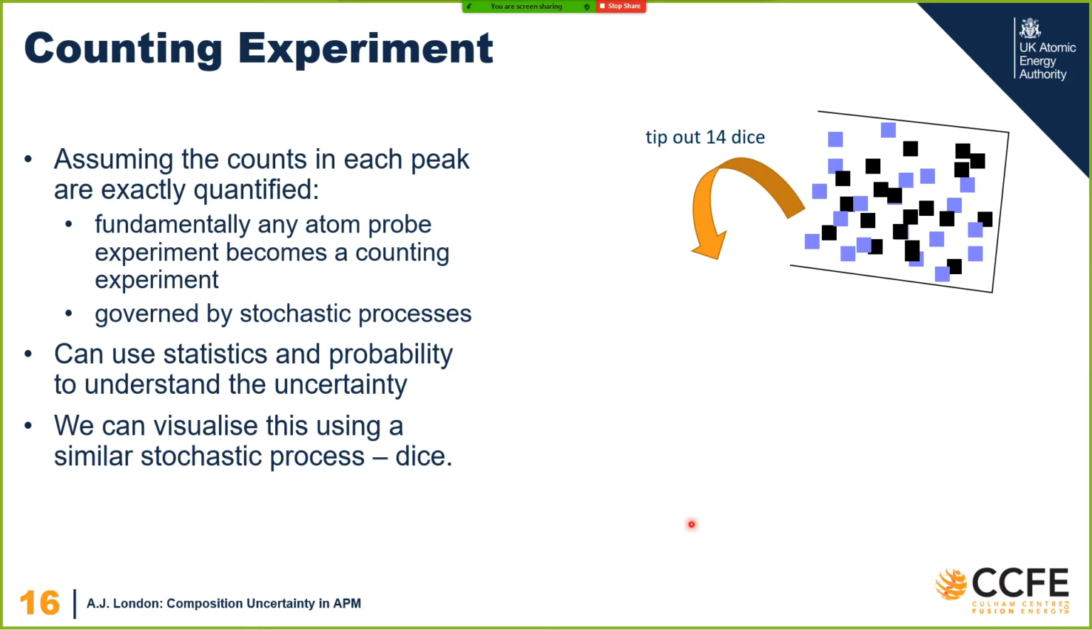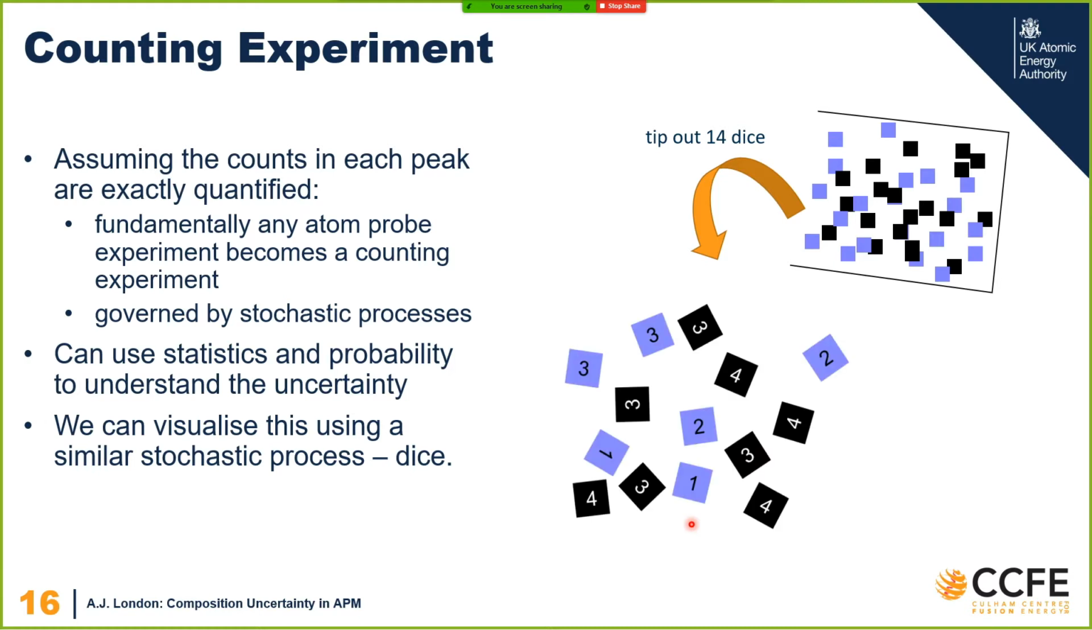So there's a random chance. If your composition is 50-50, it doesn't mean you're always going to get an A and then a B. Maybe there's an argument, if you're looking at an ordered alloy, that there is a non-random element to what you're looking at. But in general, I'm going to assume that if you've got a composition like a lump of stuff and it's homogeneous, the ions you draw from it are random.